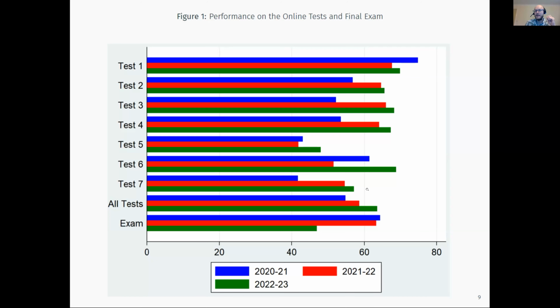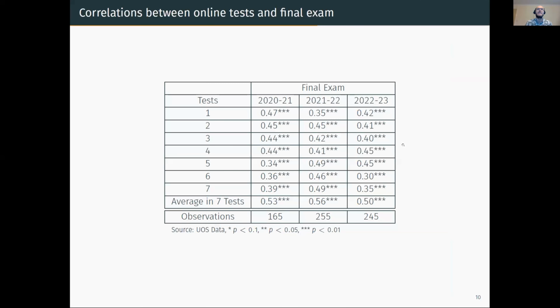What is remarkable here is the fact that the green bars are much larger. That's 2022/2023, and that's the year where we introduced the in-person exam. So students had a much higher incentive to actually practice as they went along and engage with the content, because they wouldn't be able to do the test online, so they actually had to understand the content.